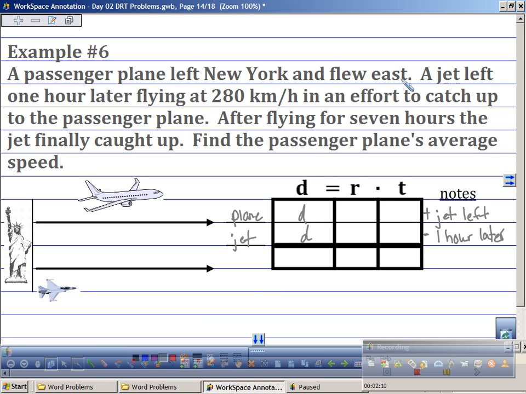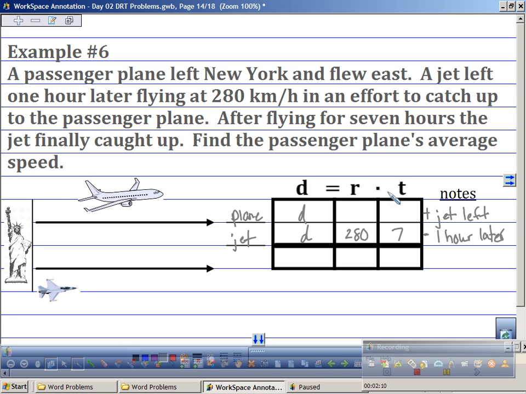Let's continue. If they're going in the same direction, what do I put here? D and D. So a jet left 1 hour later, flying at 280 kilometers per hour. He was going 280 in an effort to catch up to the passenger plane. He's got to make up an hour, right? After flying for 7 hours, the jet finally caught up. How long did the jet fly?